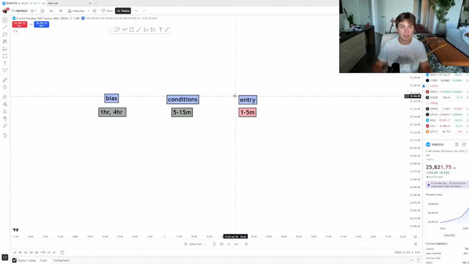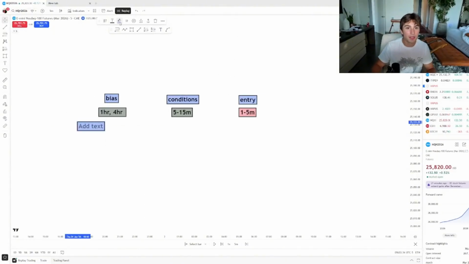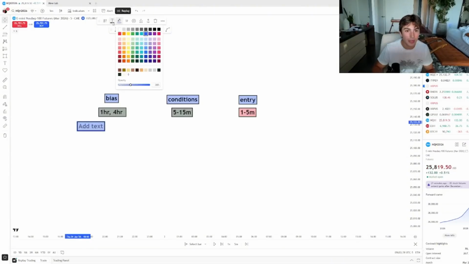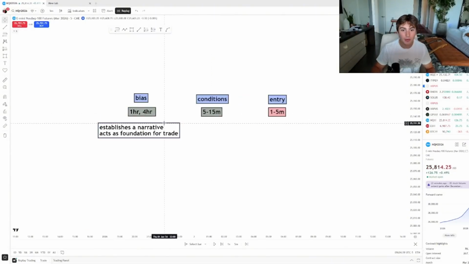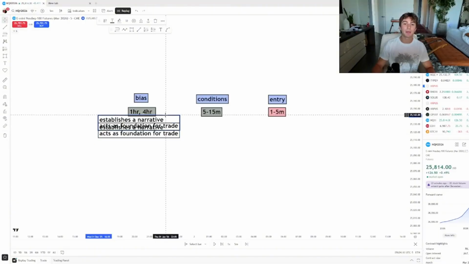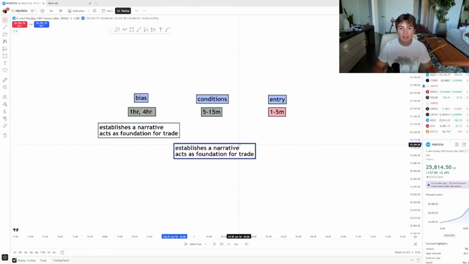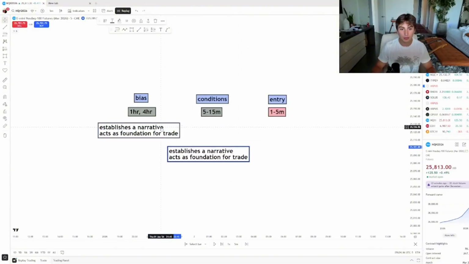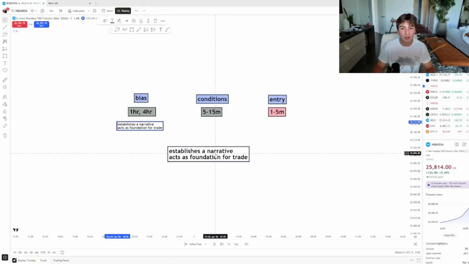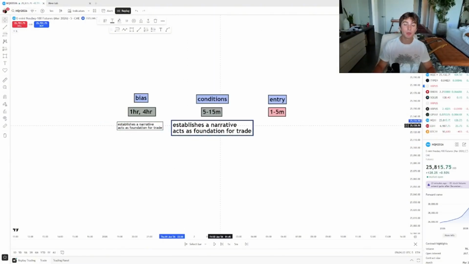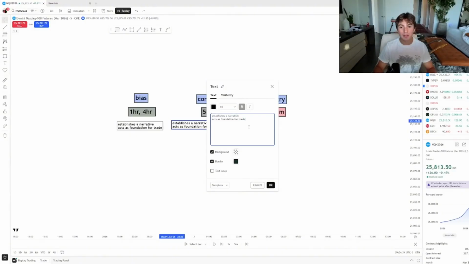The important thing is that you understand that on this higher time frame, the 1-hour and 4-hour fair value gaps, this establishes a narrative. It acts as a foundation for a trade. If I don't have a 1-hour or 4-hour fair value gap in support of my trade idea, then I truly don't have a trade idea yet. It's very important that you get in the habit of having a foundation for every trade. That's going to help you avoid pattern trading and doing stupid things that don't even make sense, taking trades that are low probability. And so then the 5 to 15 minute.